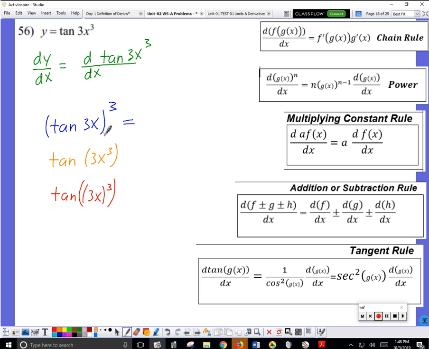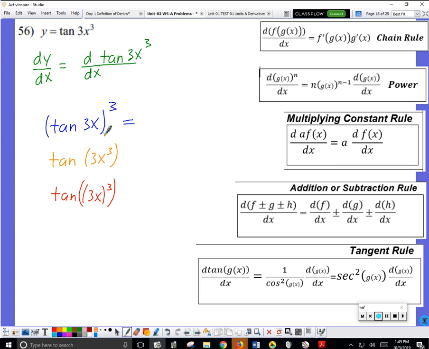When they want to indicate that you have the tangent of 3x, all being cubed, it will not be written like this. How will they write it? 5 tallies. You should have seen this in a previous class. If not, we'll learn it right now.